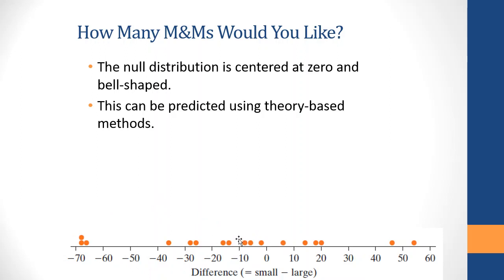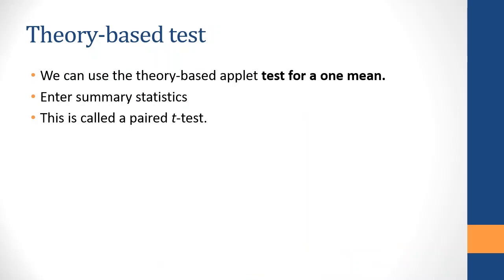Okay? And then what we would want to know is, what would be the null distribution of these differences, of this average of the differences, if we predicted it using a theory-based method. So if we're going to use a theory-based test, essentially we're just going to do a test for one mean using the differences as our data.